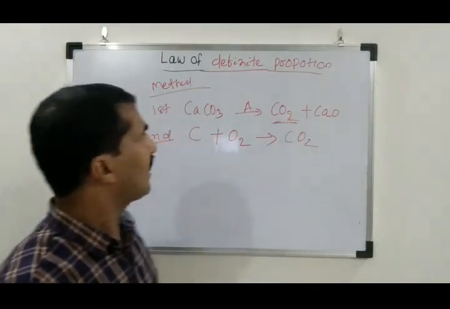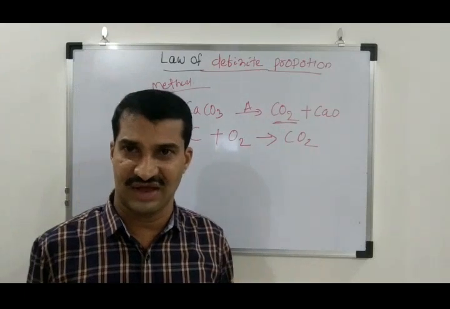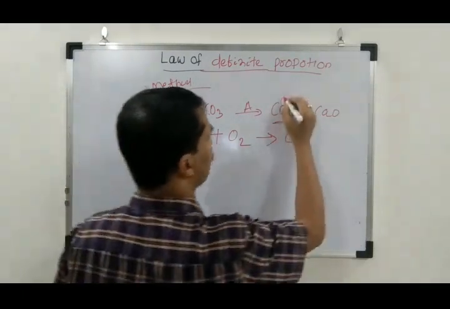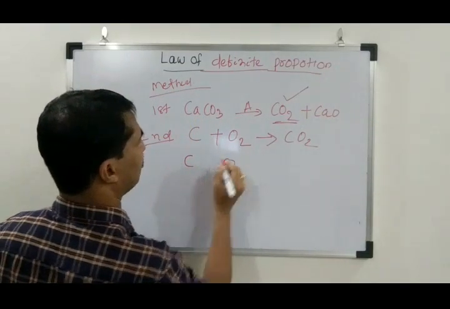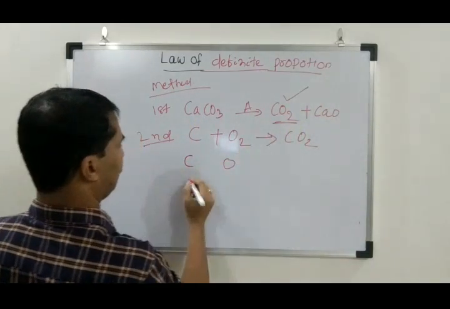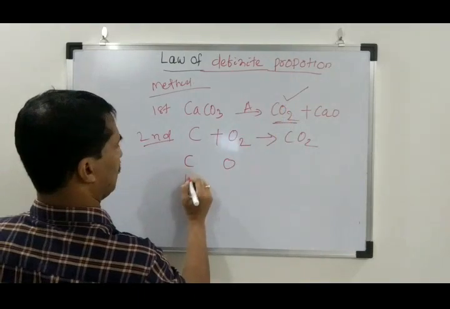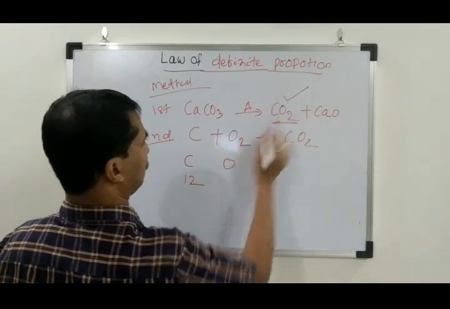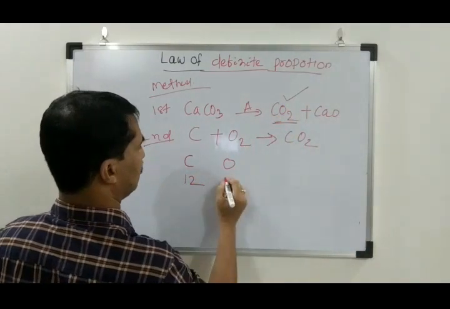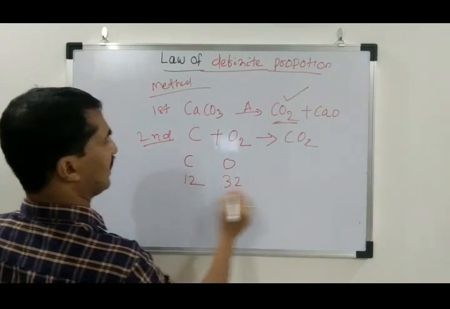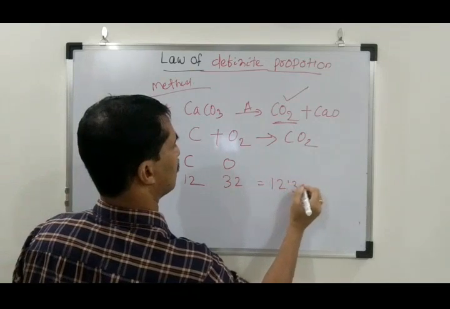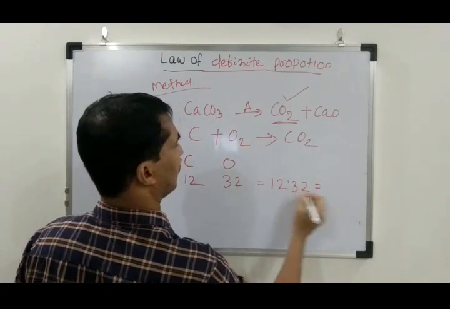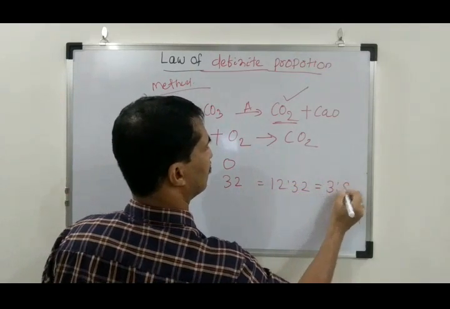So what the law of constant and definite proportion says is, here this is one method of preparation of carbon dioxide. Here the composition of carbon and oxygen in carbon dioxide: carbon is 12, oxygen is 2 into 16, so there are 2 atoms of oxygen, 32. So the ratio of carbon and oxygen here is 12:32. If I simplify it, I will get 3:8.